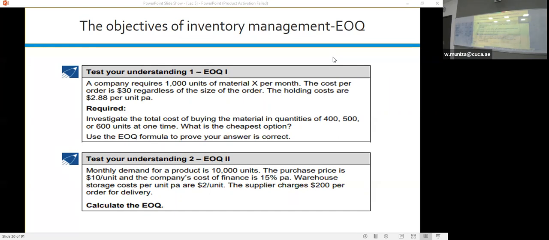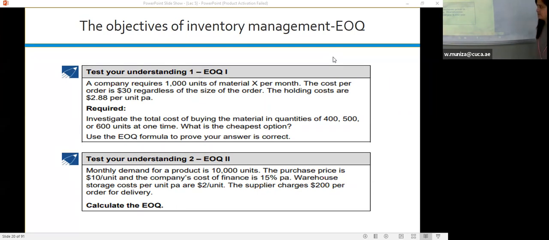Now, the second question, you are required to calculate the EOQ. So apply the same formula with the help of this. Now over here, can you see they have added the cost of finance as well? This one is the cost of holding inventory, cost of finance. Do you remember I told you that when you are holding an inventory, you are not able to invest the amount somewhere else. So the cost of finance, the opportunity cost which you are losing, is also part of the cost of holding.